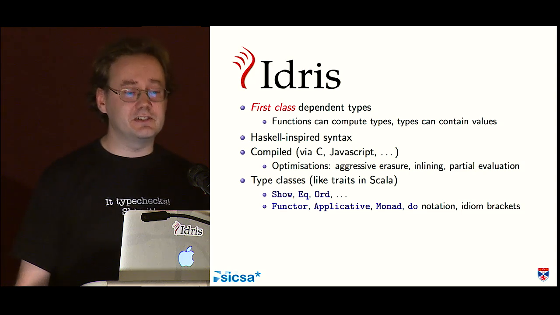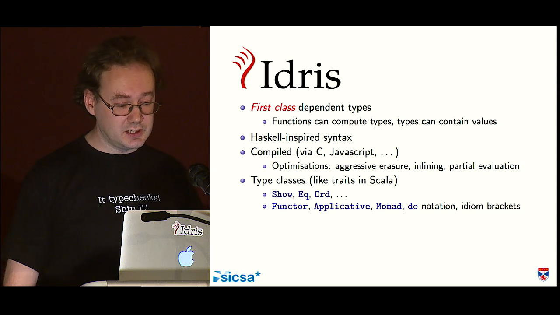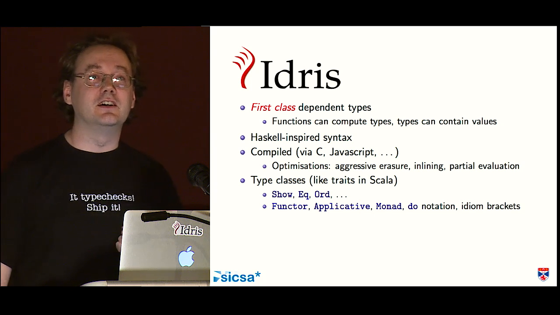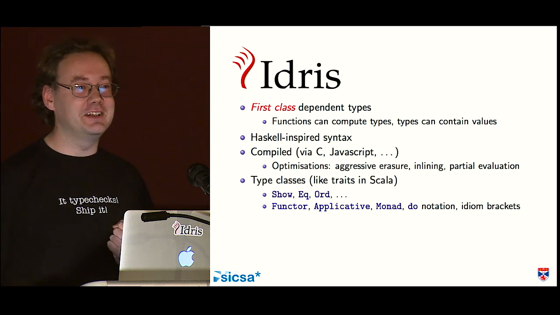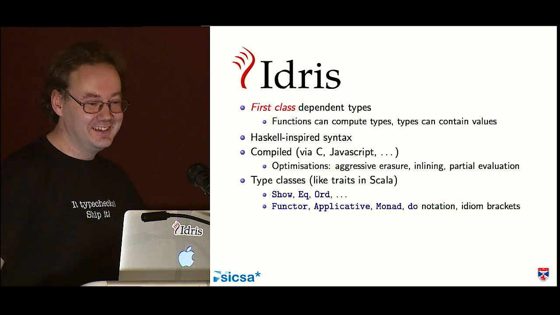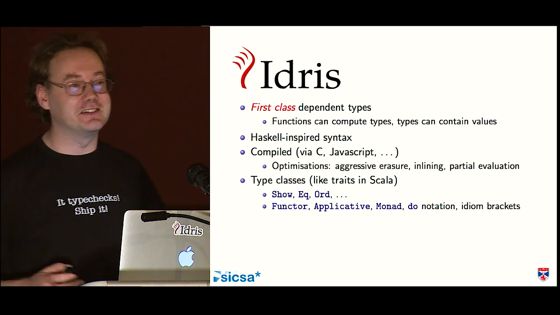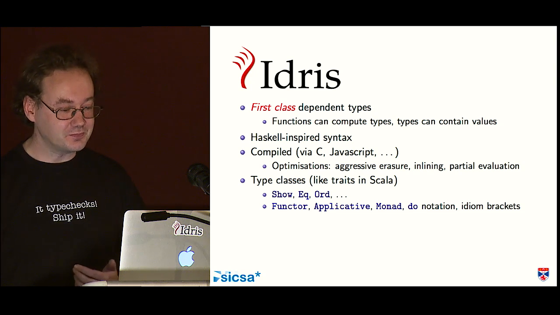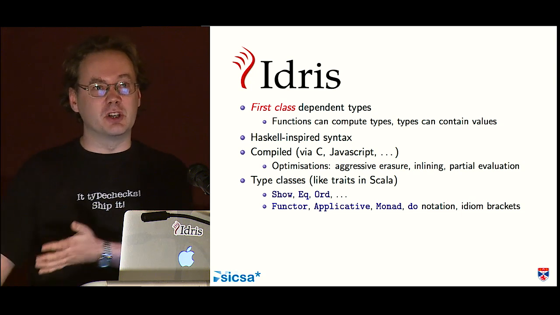Has type classes. I bravely put like traits in Scala, hoping that was correct. Is that correct? Sort of, yeah, all right. It has type classes. It's essentially a way of defining interfaces to a type. Interfaces that say what a type is able to do.